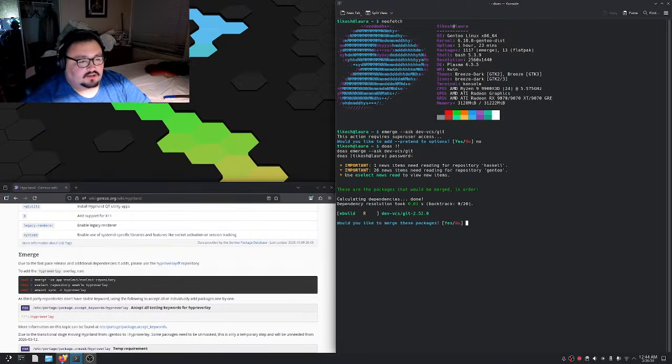As you can see, it's already installed. The R means if you want to reinstall it, but we're not going to do that. So we're going to continue on with enabling the repository.